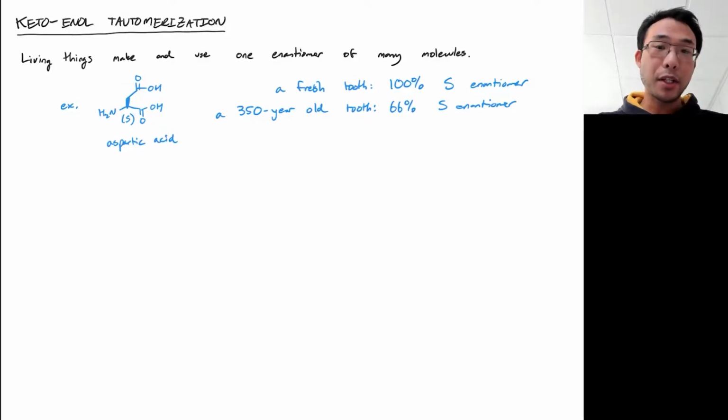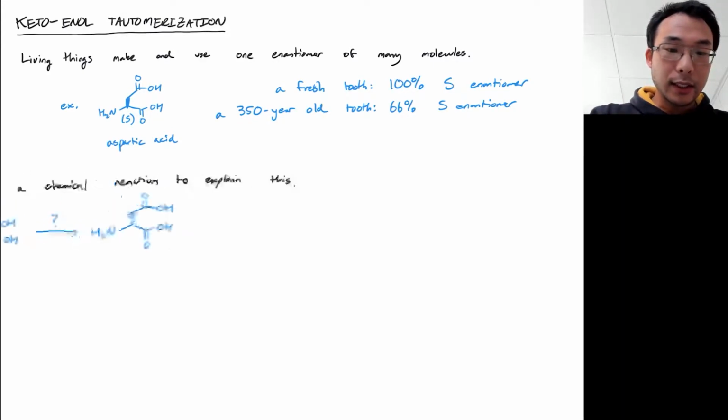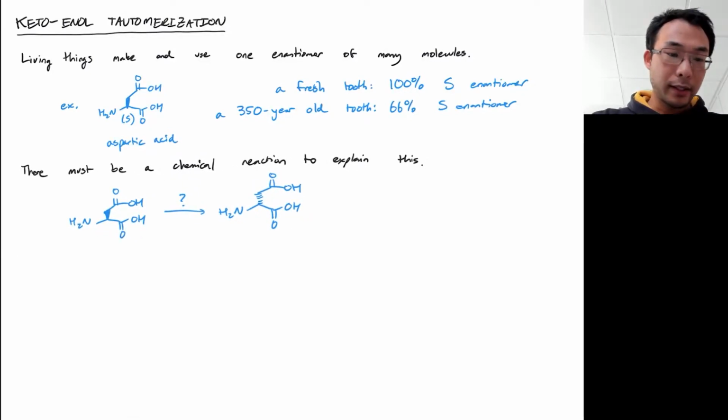An observation that has been made in the past is that if you just look at someone who's alive and, I guess, extract their tooth and look at the stereochemistry of all the aspartic acid, you'd find that 100% of it will be the S enantiomer. Now, if you go and dig up a skeleton and look at the aspartic acid in the preserved bone there in the tooth, what you find is that in a 350-year-old tooth, only 66% of that aspartic acid is going to be the S enantiomer. And so what that means is that there's got to be a chemical reaction happening that explains how we're going from having the S enantiomer to having at least a little bit of the R enantiomer.